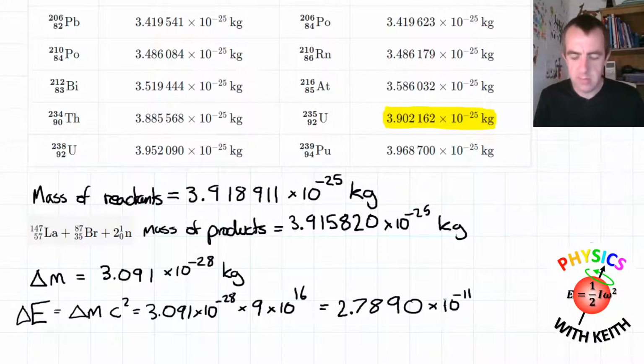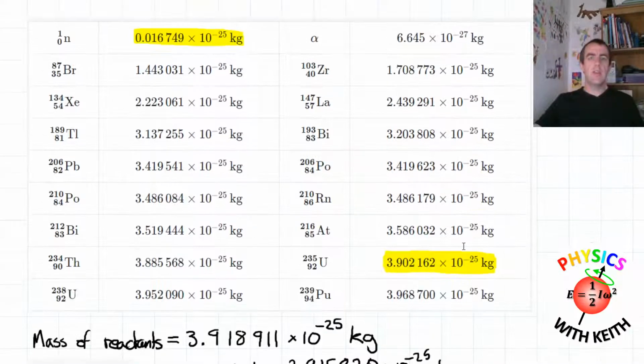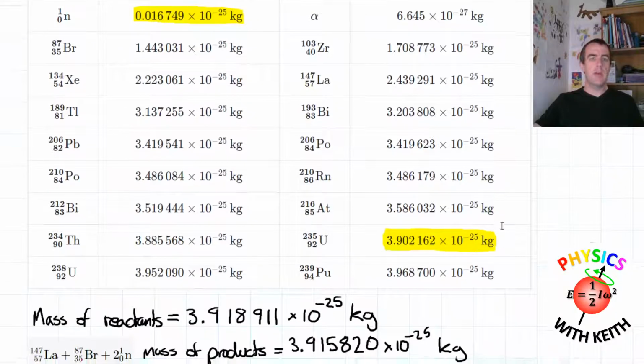Let's try it one more time. 3.918911 E25 minus 3.915820 E25. Take the difference. There it is. It's got all those zeros on the end. You use the full version of C. Yeah, but it doesn't say to do that in the question. I think I might have to report this as a bug with Isaac Physics.